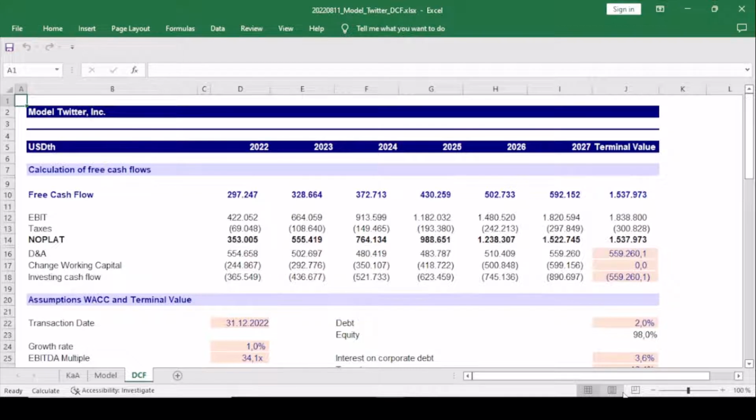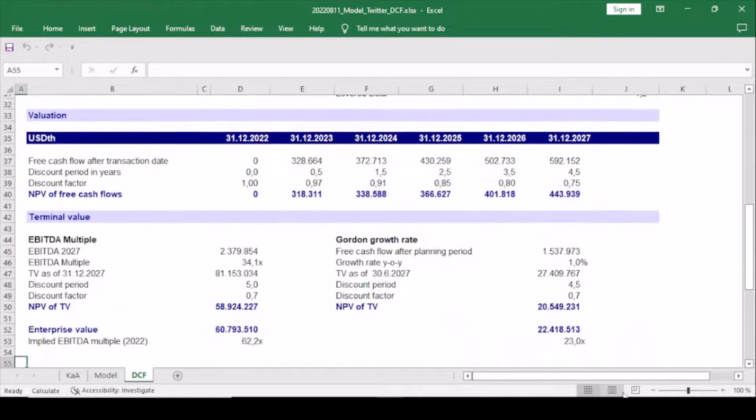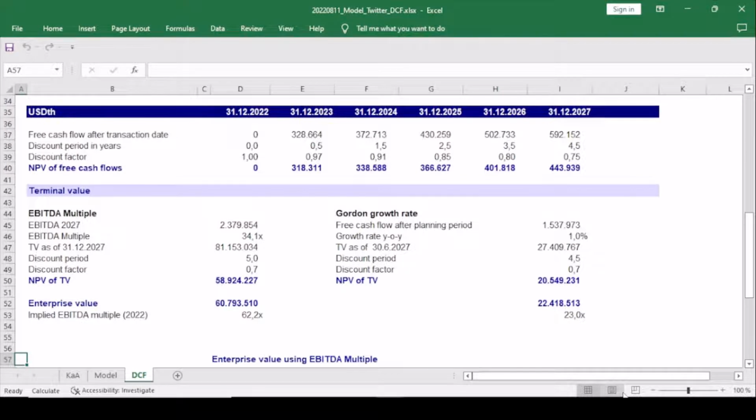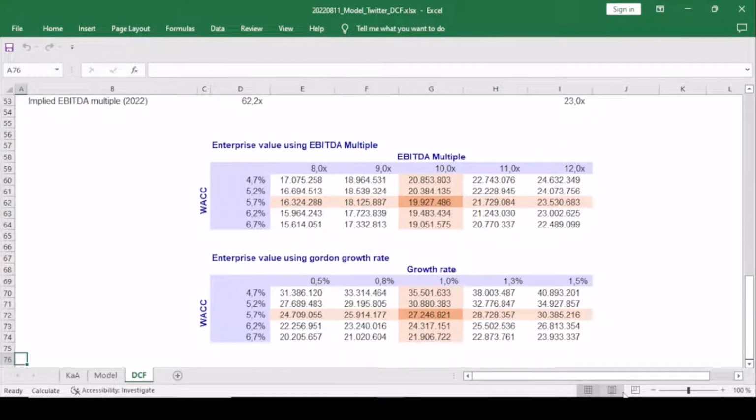In this video, we will build this simple discounted cash flow valuation tool to value Twitter based on our earlier developed three-statement model. Our DCF thereby utilizes the flexibility of our dynamic model and allows us to input various assumptions regarding WACC and terminal value to arrive at an enterprise valuation, taking into consideration several sensitivities.